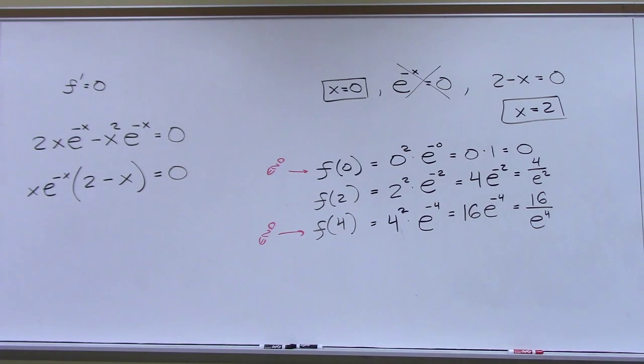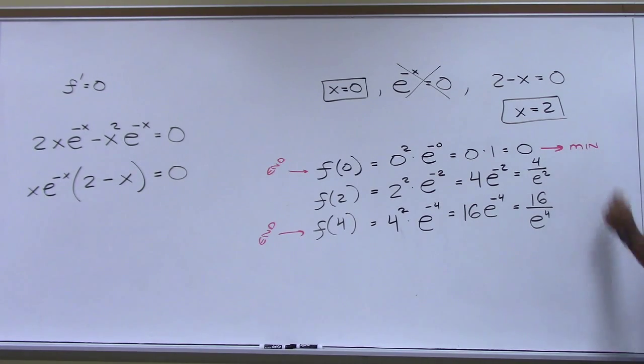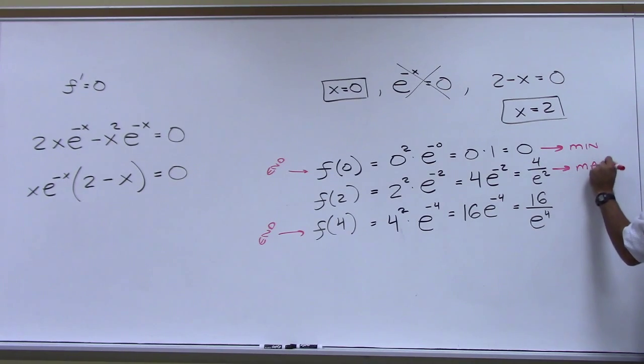So what's the smallest number I have here? The smallest one I have is 0, right? These are both positive numbers. So this is going to be definitely where I have a minimum. Which one of these is bigger? So maybe you get your calculator out for it. 4 over e squared. This is a max.